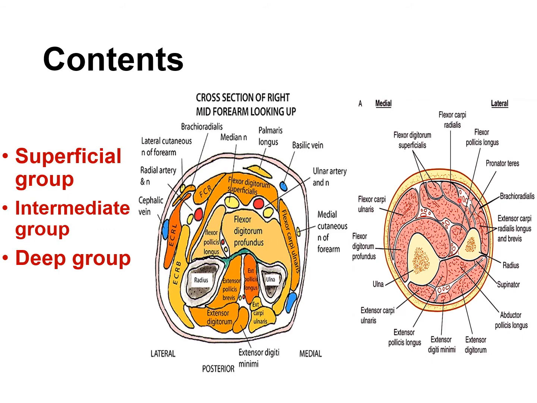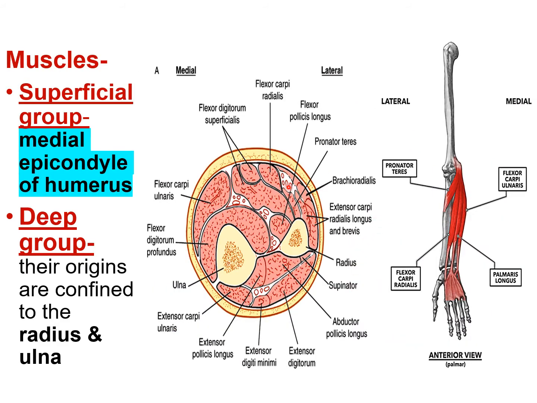Due to this arrangement of deep fascia in between, the muscles of the front of the forearm, the flexor compartment muscles, are arranged in superficial and deep groups according to the fascial arrangement. The superficial group takes origin from the medial epicondyle of the humerus, that is the common flexor origin, and thus the superficial group crosses the elbow joint. The deep group of muscles have their origin confined to the bones of the forearm, that is the radius and ulna.